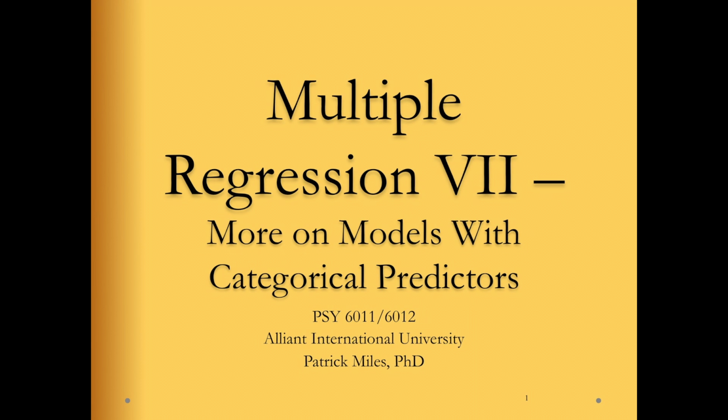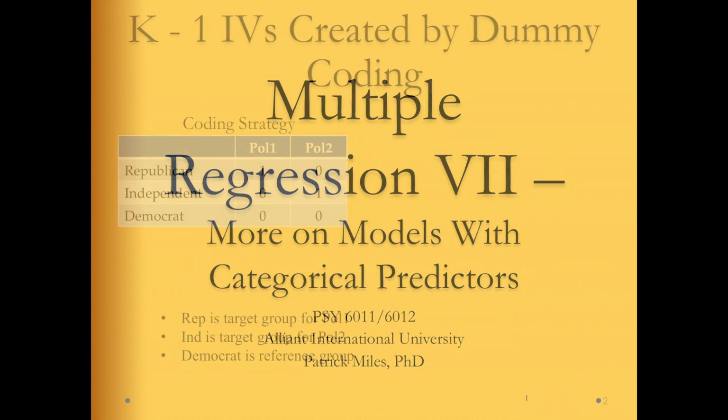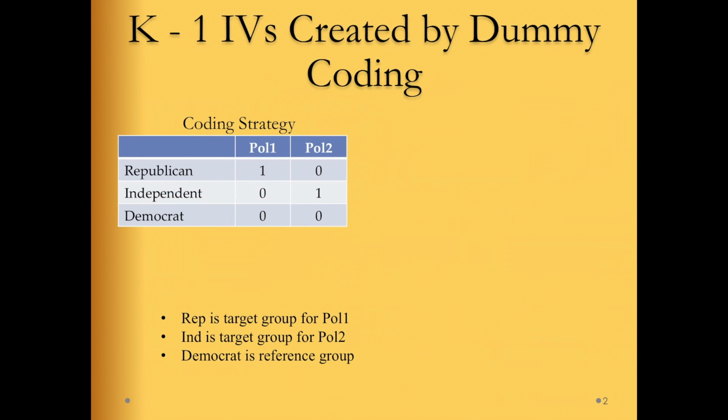Hi, this presentation continues the series on multiple regression and takes a little more time to discuss the use of categorical variables in regression models. When a categorical independent variable has more than two levels in a multiple regression model, we need to create additional dummy-coded variables. If we were working with a variable with three levels, we would create k-1 dummy-coded independent variables, or 3-1, or 2 dummy-coded variables.